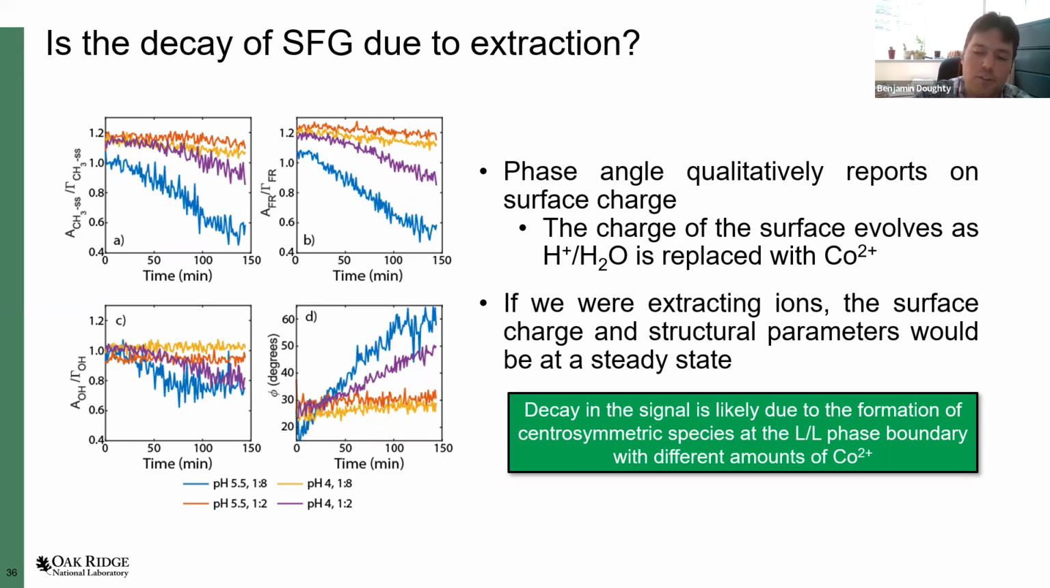SFG is a great tool for a lot of things, but it's not great at probing structures, right? So a lot of the X-ray work that's done out there is very complementary to this. This is a problem we'd like to figure out; SFG is not great at this. So we can only speculate that it's due to some sort of centrosymmetric structure that's being formed.